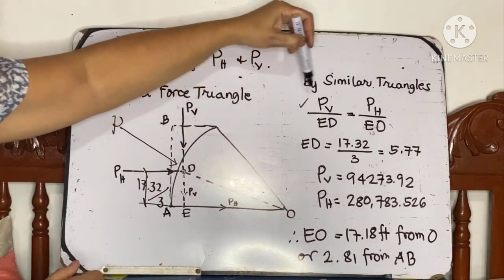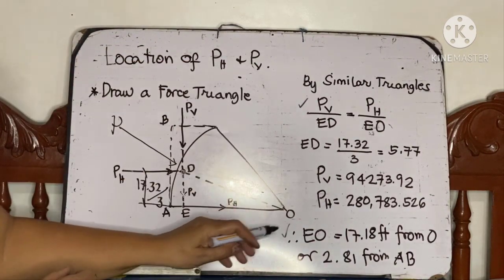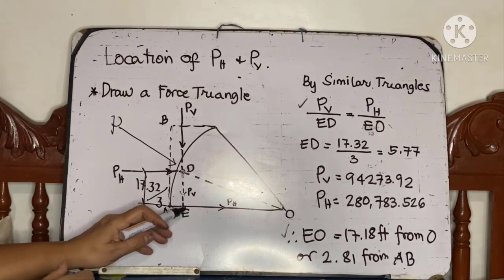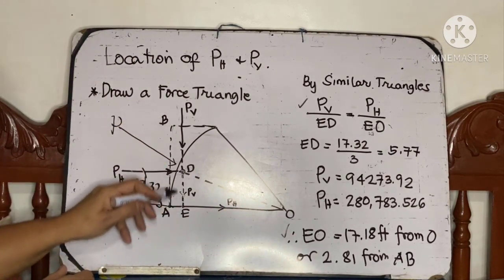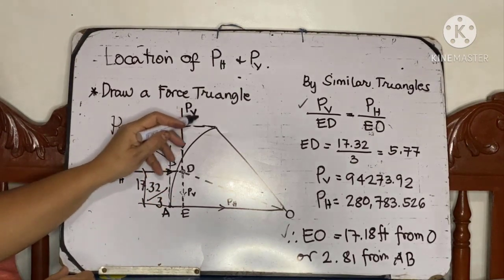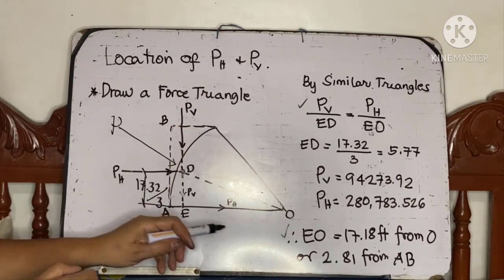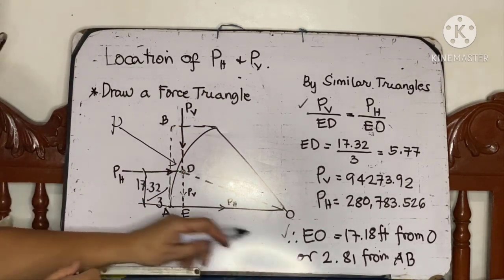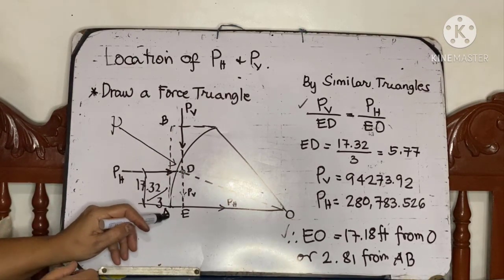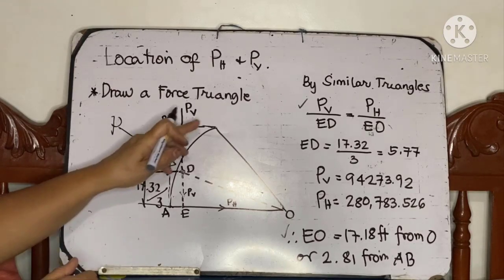May PH na tayo. Okay? So, isa-substitute na lang natin. So, we find EO. Okay? 17.18 meters or feet from O. Yun yung point of action. Nandun located yung vertical component of the total hydrostatic force acting on the sector gate, or 2.81 meters from AB. Ito yung EA yan. Okay? So that's your solution pagka ganyan.